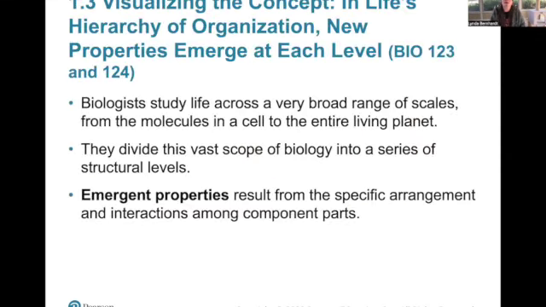All right, for this one, this is both Bio 123 and 124. We cover both. So biologists study life across a very broad range of scales, from molecules, that's 123, up to the living planet, that's 124. So it gets broken up in various things, and that's part of why Bio 123 and 124 are separated as well.